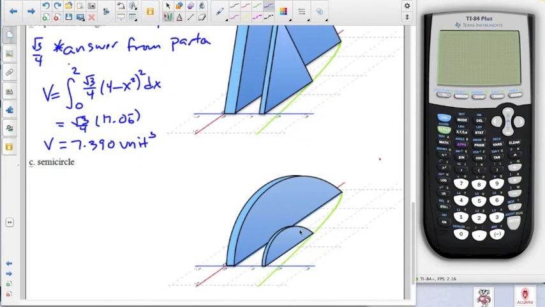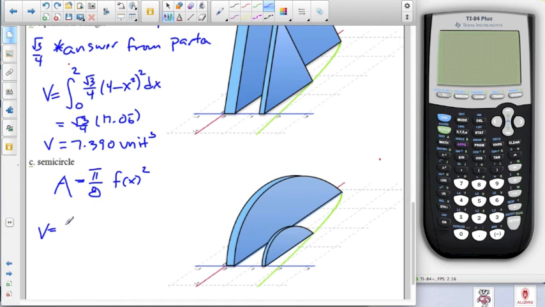For the last solid of known cross-section, if we're looking at a semicircle here, we know that the expression for the area of a semicircle is pi over 8 times the function squared. And so if we come up with the expression for the integral for the volume of this known cross-section, it's going to look like pi over 8 times 4 minus x squared, quantity squared, dx. And again, since we already have integrated the 4 minus x squared, quantity squared, I'm just going to use that expression.